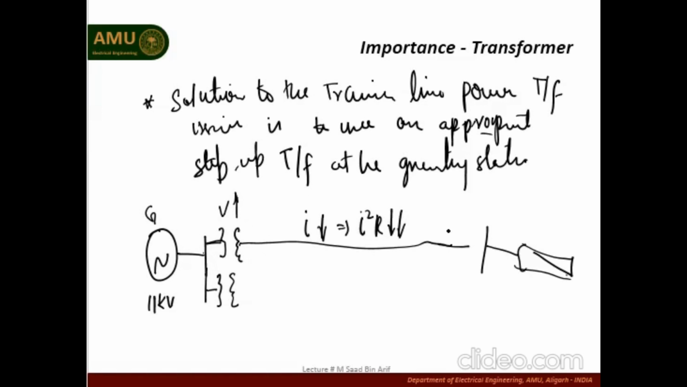Once we have the power over here, according to our requirement, we can again use a transformer and step down the voltage as per our requirement. So in this way we can use the transformer in order to solve the issue of transmission line losses and the limitation of the generating system.